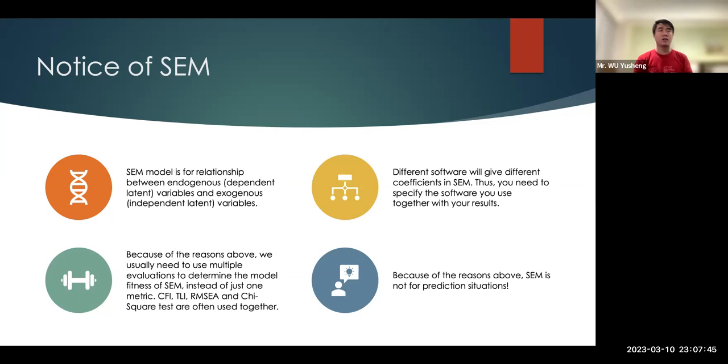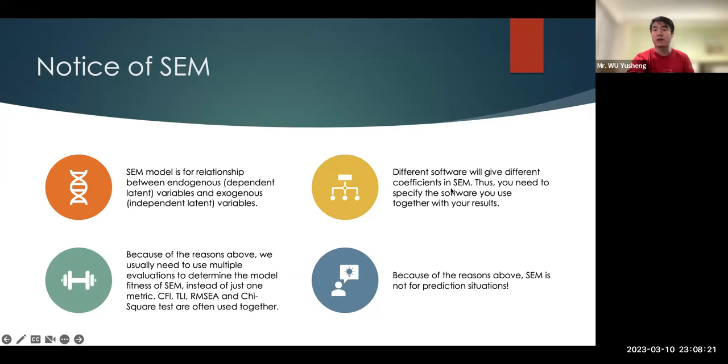Because of that, we can only infer the causal relationship between the dependent variable and independent variables. We cannot get the accurate value of the dependent variable and independent variables, and the accurate value is kind of meaningless because they are measured by other things. There exists some measurement error and system error there, right? So an SEM model is to confirm the relationship between the endogenous variable and exogenous variables, okay? It cannot be used for prediction.